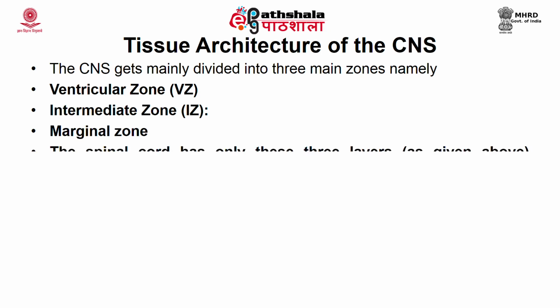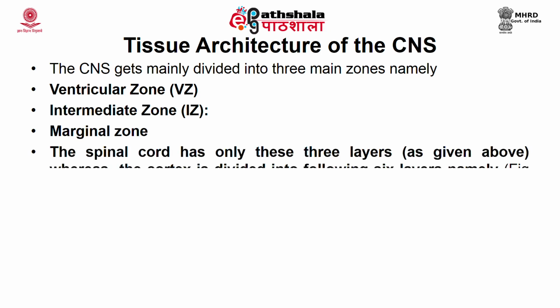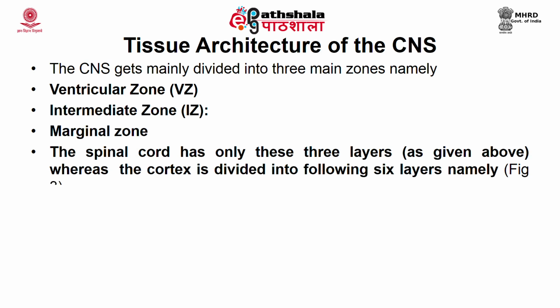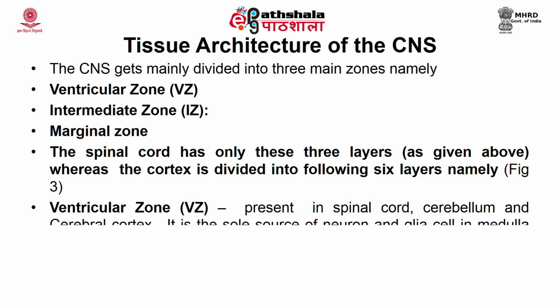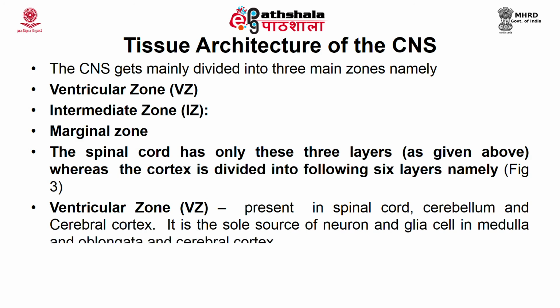The spinal cord has only the 3 layers mentioned above, whereas the cortex is divided into the following 6 layers: the ventricular zone, the subventricular zone, the intermediate zone, the cortical plate, marginal zone and the molecular layer. The ventricular zone, which is also present in spinal cord, cerebellum and cerebral cortex, is the sole source of neurons and glial cells in the medulla oblongata and the cerebral cortex.